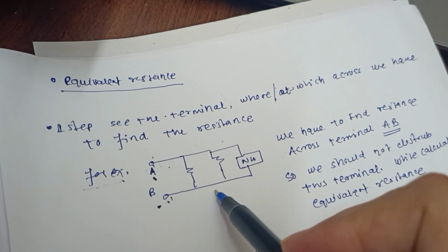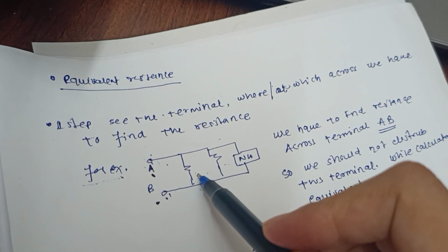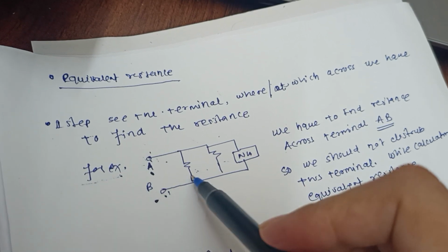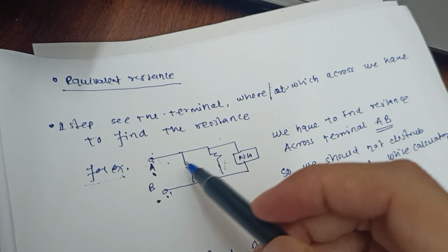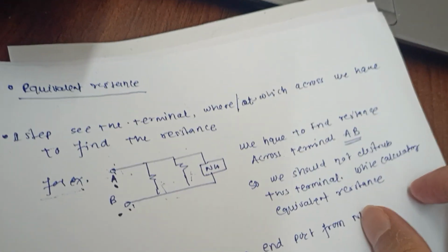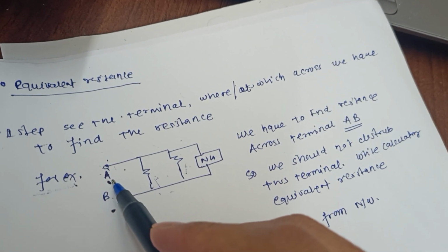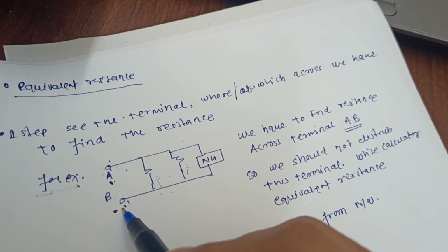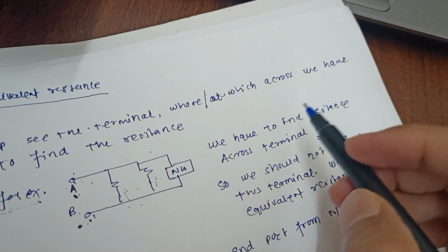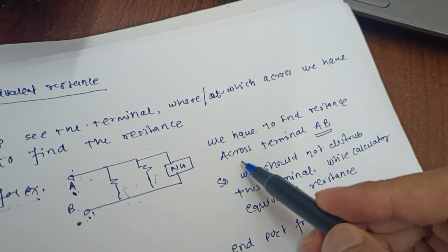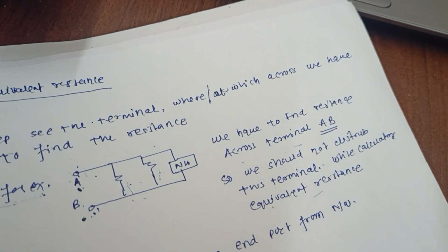If you forget this terminal, these two resistors are in parallel. But if you forget this terminal, these two will be in series. You might make this kind of mistake, so avoid it. Just stick to your terminal. Wherever you want to find your equivalent resistance, stick to that terminal. We have to find the resistance across terminal AB, so we should not disturb this terminal while calculating equivalent resistance.